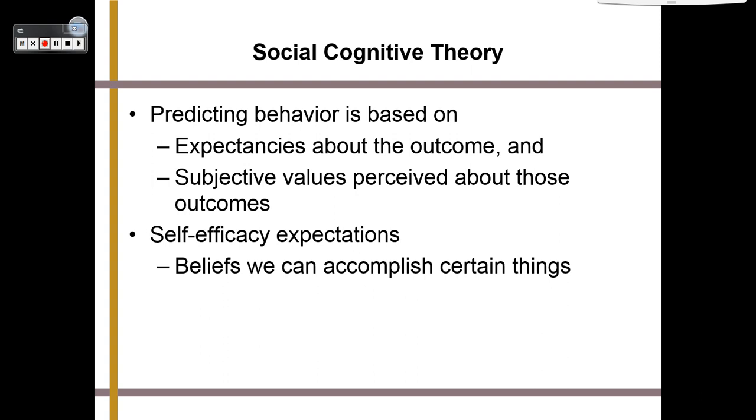Social cognitive theory says that we can predict what you will do. We can predict your behavior based on what you expect the outcome to be and what your values about that outcome are going to be. And this leads to self-efficacy expectations, the belief that we can accomplish certain things. So because you believe that you can do something, you're more likely to do it.